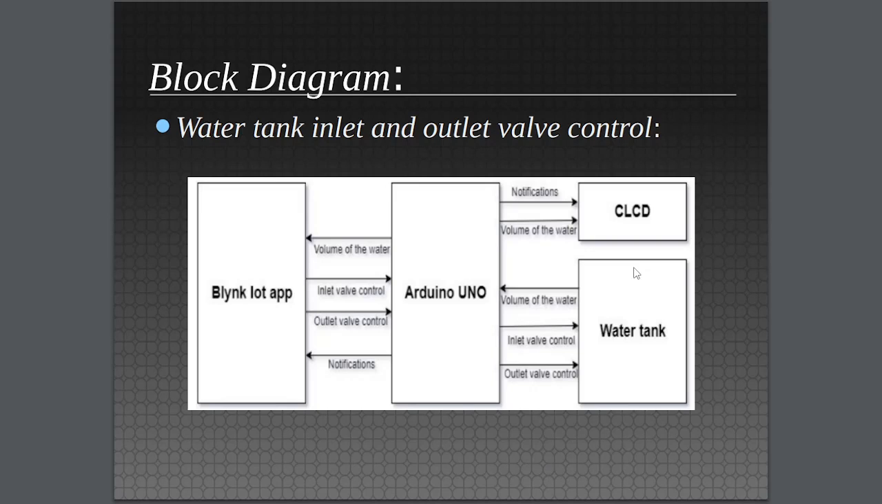Okay, this is the block diagram. Water tank, inlet and outlet valve control. In this also, for inlet and outlet control, similar changes will be there, in inlet valve control or volume of the water or outlet valve control. These are similar changes compared to the previous block diagram.